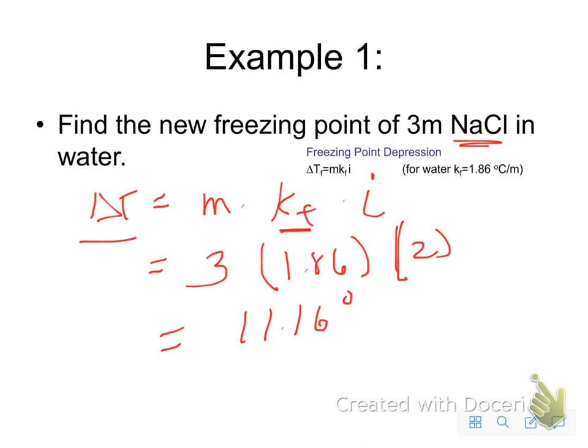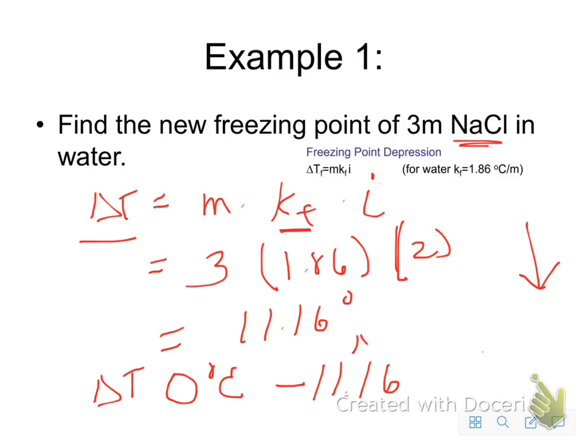Now this is the change in temperature. Water normally freezes at 0 degrees C. And because I have freezing point lowering, that means it's going to lower the freezing temperature. So my new freezing point is minus 11.16 degrees C.